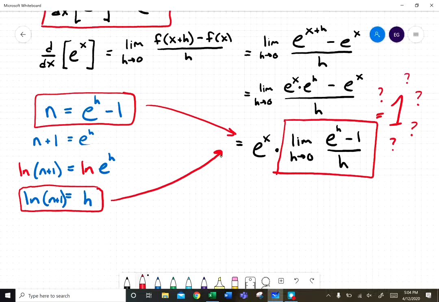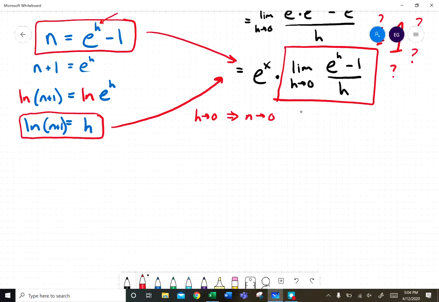And now notice from this first statement, n is equal to e to the h minus 1. As h approaches 0, that also implies that n approaches 0. So as this h goes to 0, that goes to e to the 0, which is 1, so you get 1 minus 1, which is 0. So as h goes to 0, n also goes to 0.